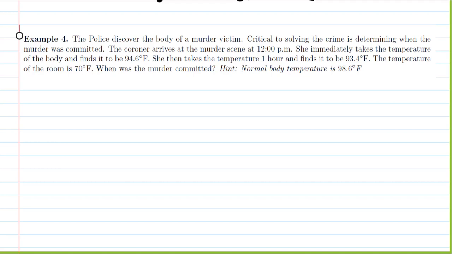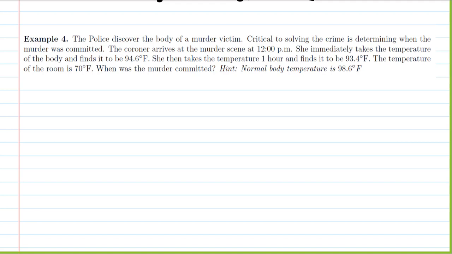The coroner arrives at the murder scene at 12 p.m. She immediately takes the temperature of the body and finds it to be 94.6 degrees. She then takes the temperature 1 hour later and finds it to be 93.4 degrees. The temperature of the room is 70 degrees. When was the murder committed?